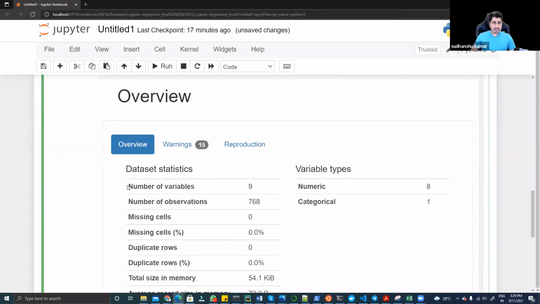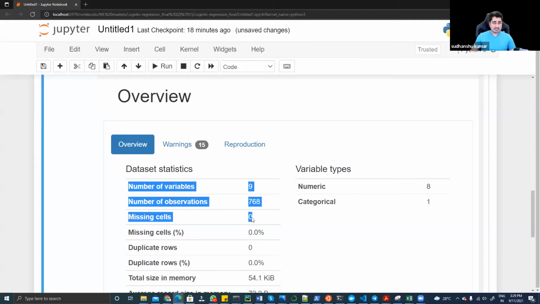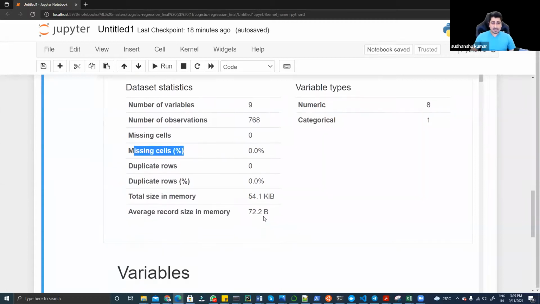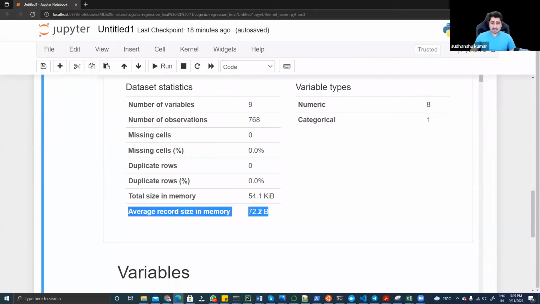Overview wise, the number of variables is 9. Yes, I'm aware of it. The number of observations, or records, is 768. Yes, we are aware of it. Missing cells is equal to 0, so we don't have to do null value validation or imputation. There is 0% of missing cells. Total size in memory is very small. Average record size in memory is also very small, 72 bytes per record.